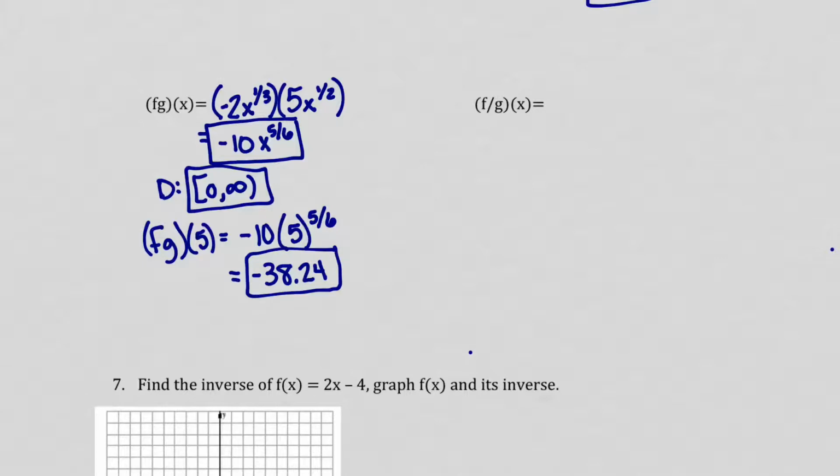All right, f divided by g of x is going to have a negative 2x to the 1/3 divided by 5x to the 1/2.